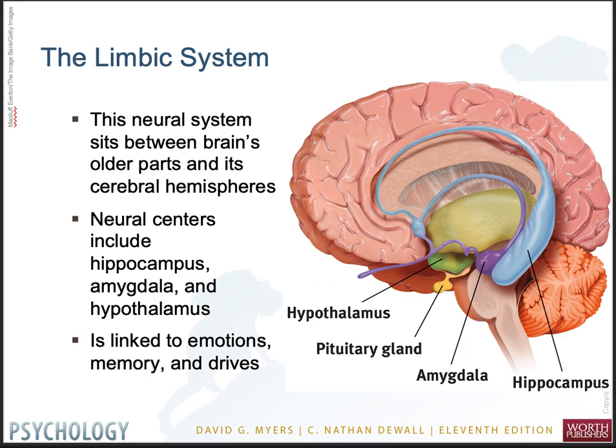And then between the older and the newer areas lies the limbic system. Limbus means border, so it literally borders the old and the new parts of the brain. Its neural systems include the hippocampus, which processes conscious memories and is named for the Greek horse; the amygdala, which is involved in responses of aggression and fear; and the hypothalamus, which is involved in various bodily maintenance functions, pleasurable rewards, and control of the endocrine system.